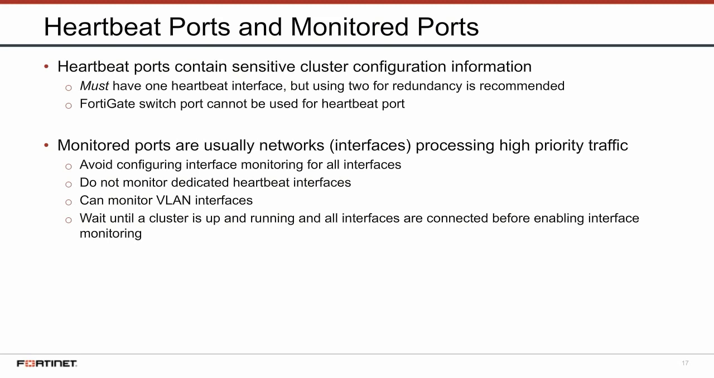There are a few items that need to be considered when connecting heartbeat interfaces and configuring interface monitoring. Heartbeat ports contain sensitive information about cluster configuration and require a fair amount of bandwidth to make sure cluster configurations are in a synchronized state at all times. You must have at least one port for the heartbeat traffic, preferably two. As a best practice, configure an alias for the heartbeat interfaces. It helps to identify what these interfaces are being used for in an HA cluster.